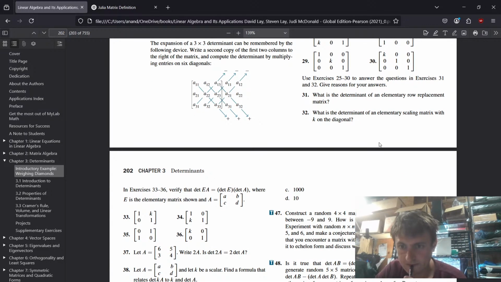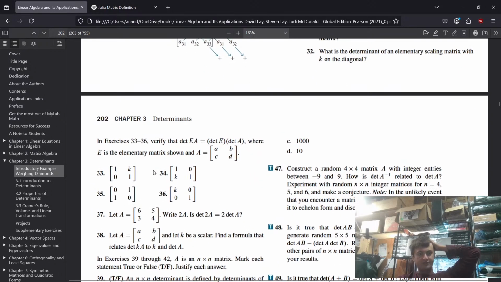Give reasons. What is the reason? What is the determinant of an elementary row replacement matrix? 31 seems good because it's an explained thing. What is the determinant of an elementary scaling matrix with k on the diagonal? Because we need to look in these definitions. I forget what these mean, so I'm going to do that one too.